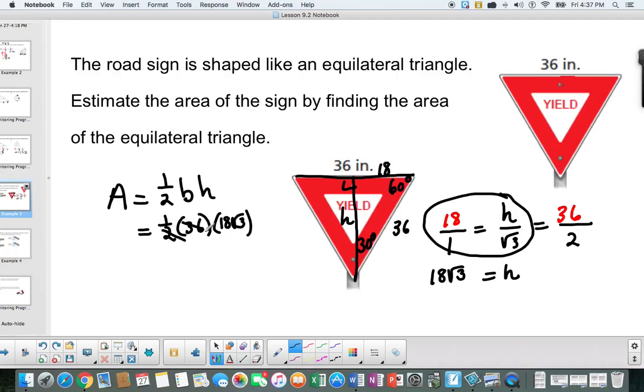And I'm going to do some canceling, and then I'm going to get 18 squared, which is 324 root 3, and then I'm going to actually multiply it by root 3 to get an approximation, and that approximation is 561.2 square inches, and that's how much area a yield sign will give.